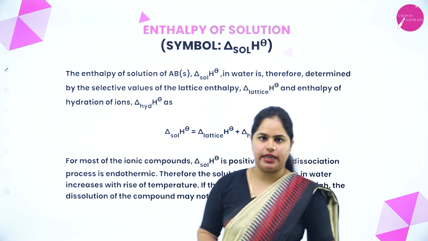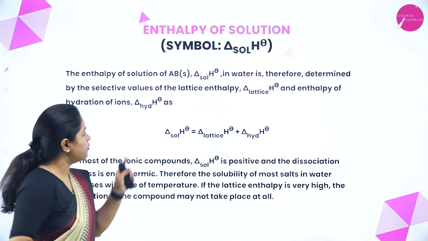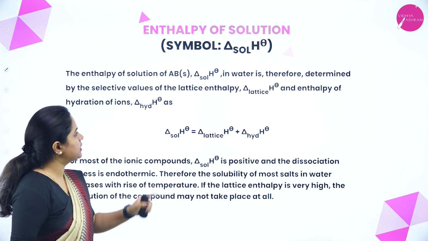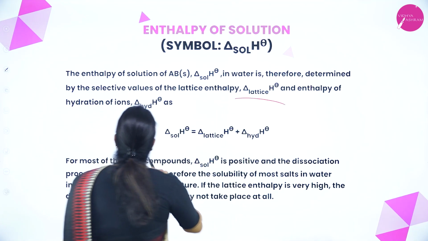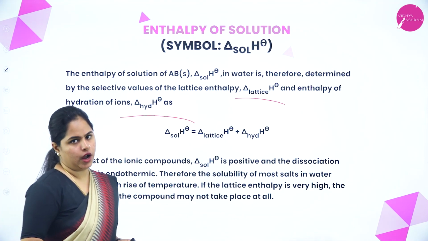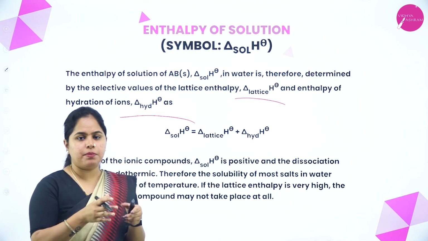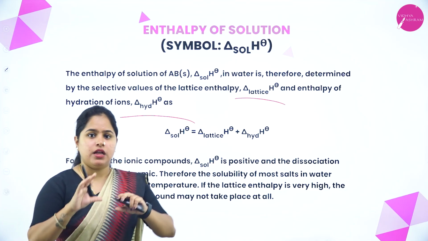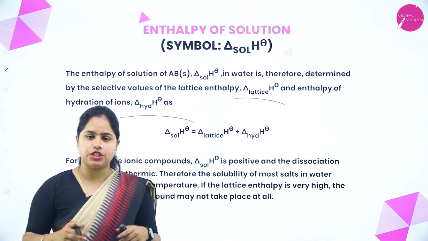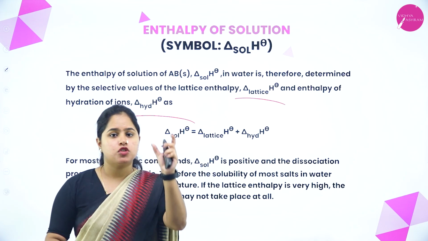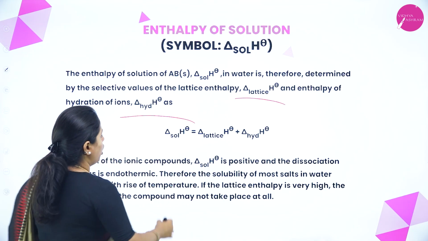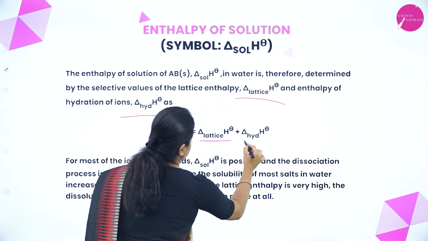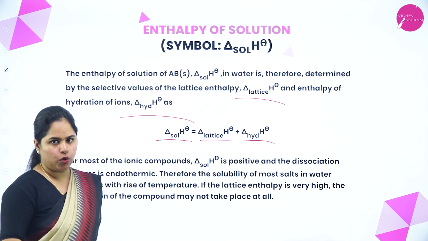So I hope that is clear. So let's see. The enthalpy of solution of AB in water is therefore determined by the respective values of lattice enthalpy and the enthalpy of hydration of ions. So in the first step, the AB will get dissociated into A plus and B minus. That is the lattice enthalpy. Now they are in gaseous state. After hydration, they will be converted into the aqueous state. So that is the hydration enthalpy. So altogether, the enthalpy of solution can be calculated by the sum of lattice enthalpy and hydration enthalpy. So I hope that is clear.